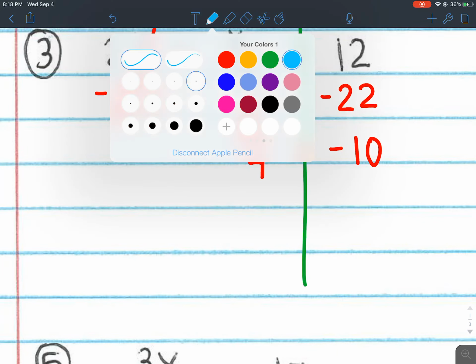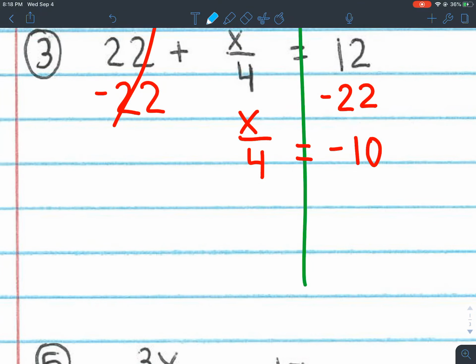So now I'm at this step. Now I have x divided by 4. I need to get x by itself. So if it's being divided by 4, I'm going to do the inverse of that, which is multiply by 4. And remember, we're multiplying by 4 over 1. So we're going to multiply this side by 4 over 1.